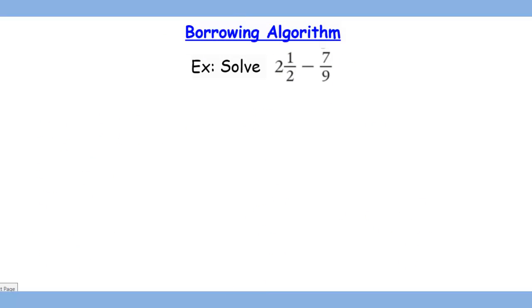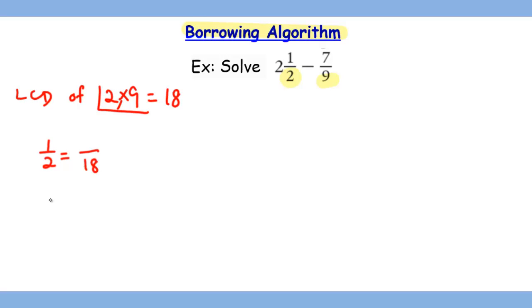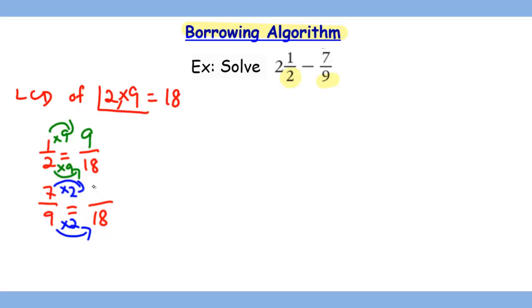The next algorithm for subtracting fractions is called the borrowing algorithm. In the example given below, we have 2 1/2 subtracting 7/9. The first thing you should do using this algorithm is find the common denominator of the two numbers. So the LCD of 2 and 9 will be 18 because they are relatively prime. And then you will convert both fractions to a denominator of 18. For the half, you will have to multiply by 9 to get 18. So you're multiplying by 9 in the numerator to get 9/18. To turn 9 into 18, you times 2, so you times the 2 with the 7, and you get 14.